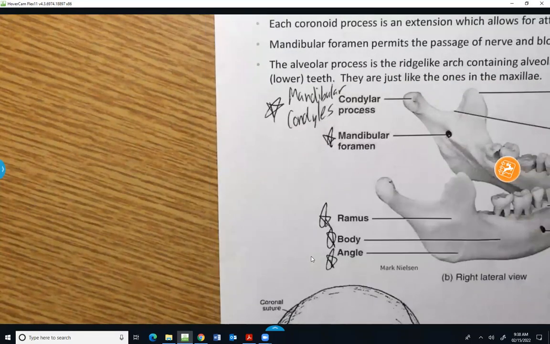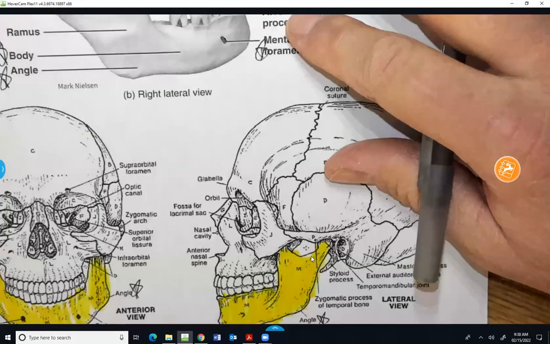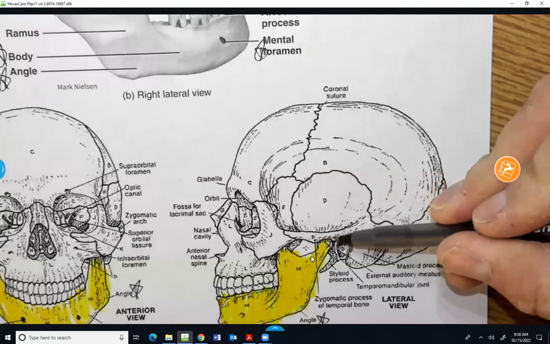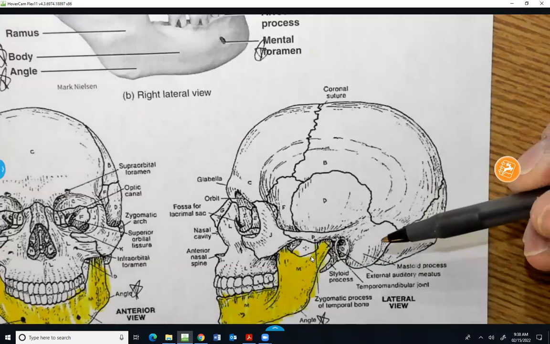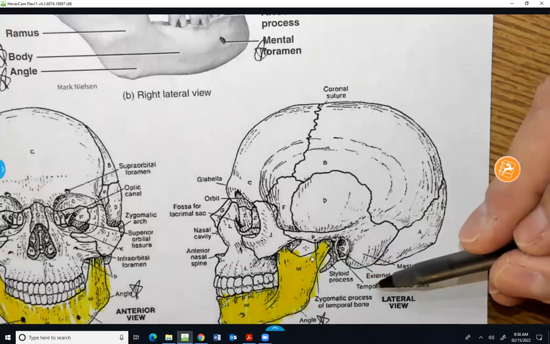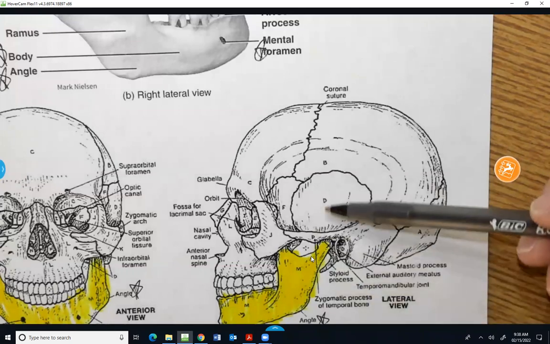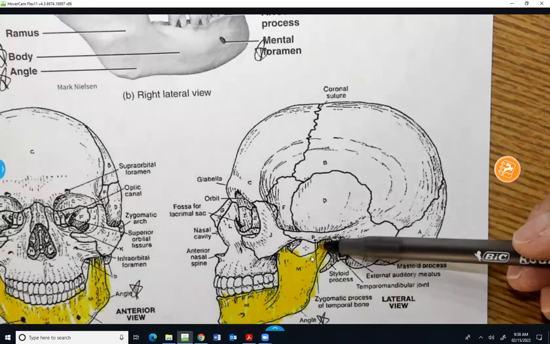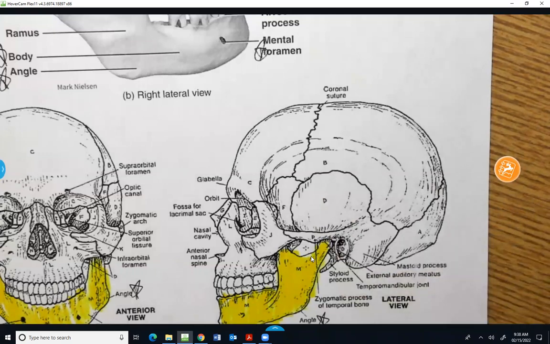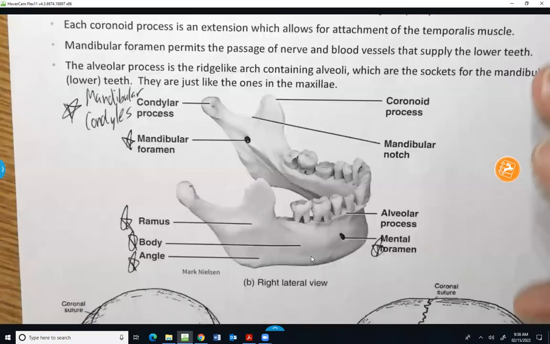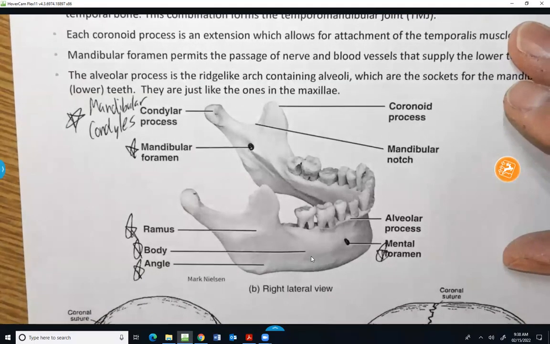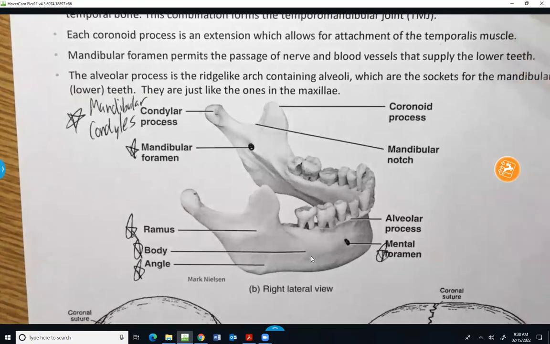And those rounded knobs fit very nicely in that little notch of our temporal bone. And together, those create what we call the temporomandibular joint. Okay. That notch on the temporal bone was called the mandibular fossa, and that accommodates the nice rounded mandibular condyles that our mandibles have. Okay. And that is what allows for the act of chewing and moving your jaw up and down.